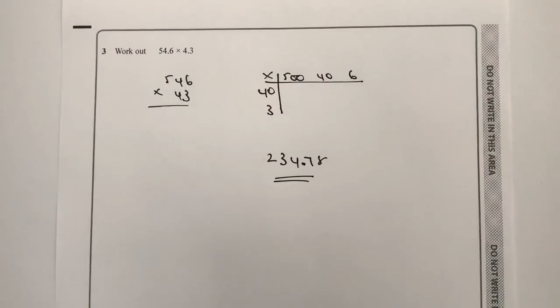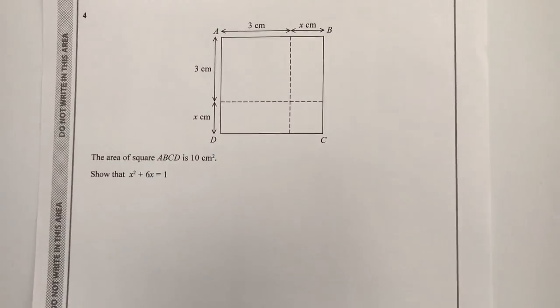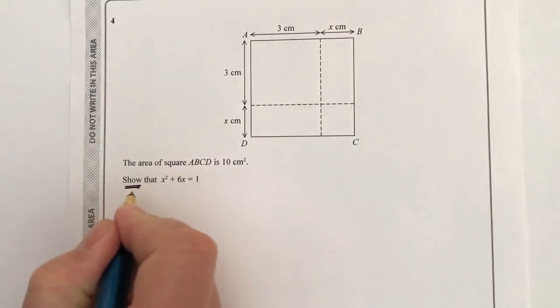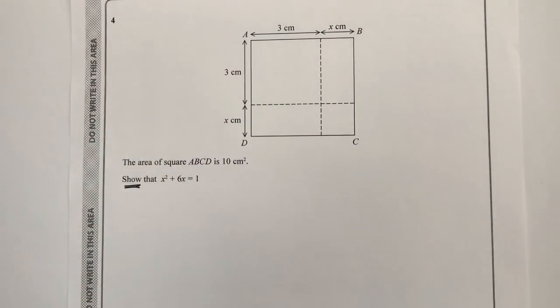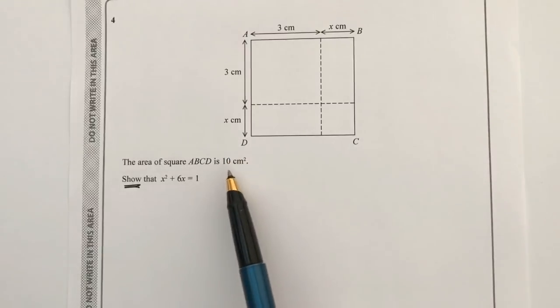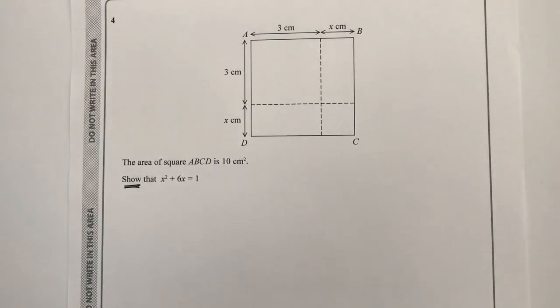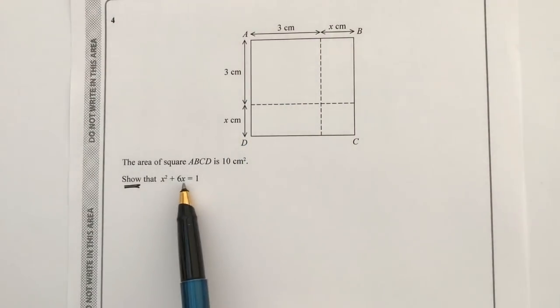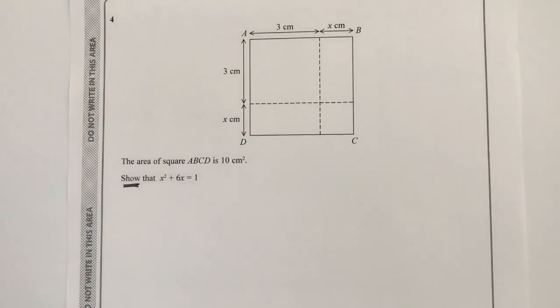Let's move on then to question number 4. And question number 4 is a show that question. So the important thing with this is they're not asking us to calculate, they're asking us to show something. So what they're saying is the area of the whole square ABCD is 10 centimeters squared, and we've got to use the information we've been given, all these 3's and x's, in order to show that this is true. So let's just have a look at that.